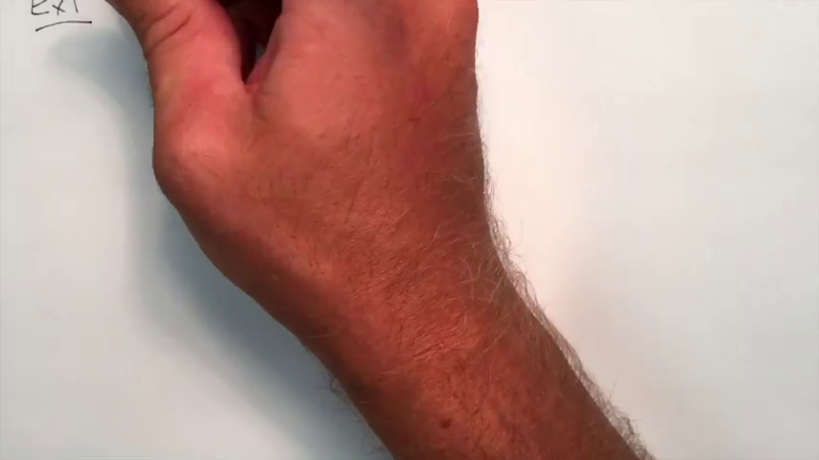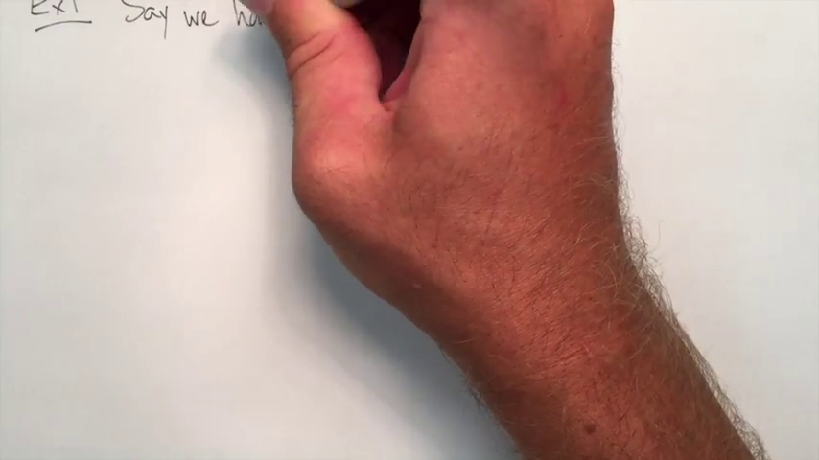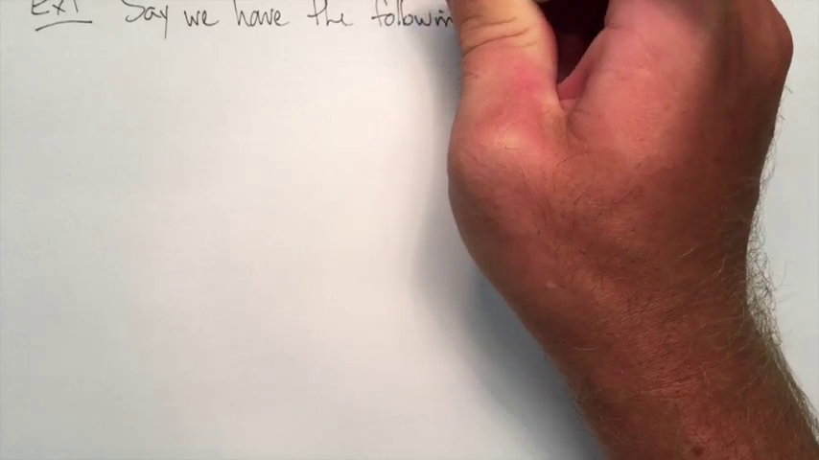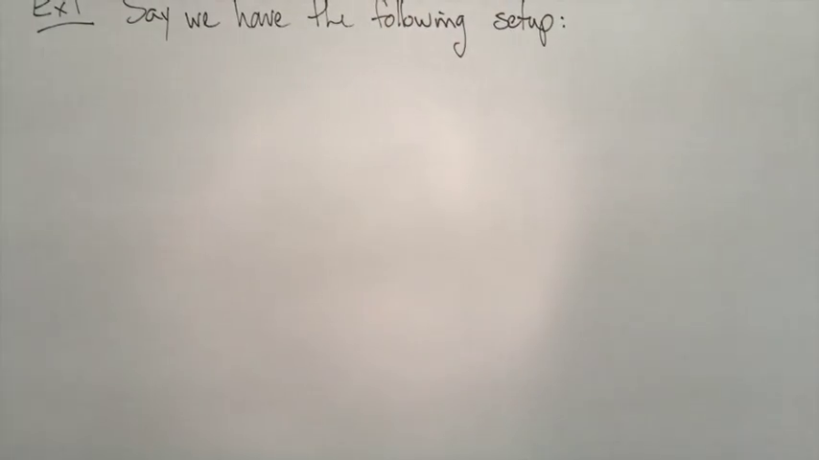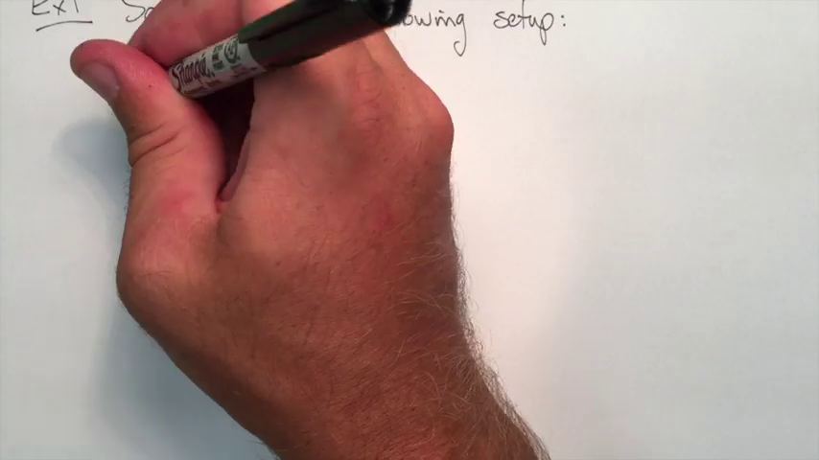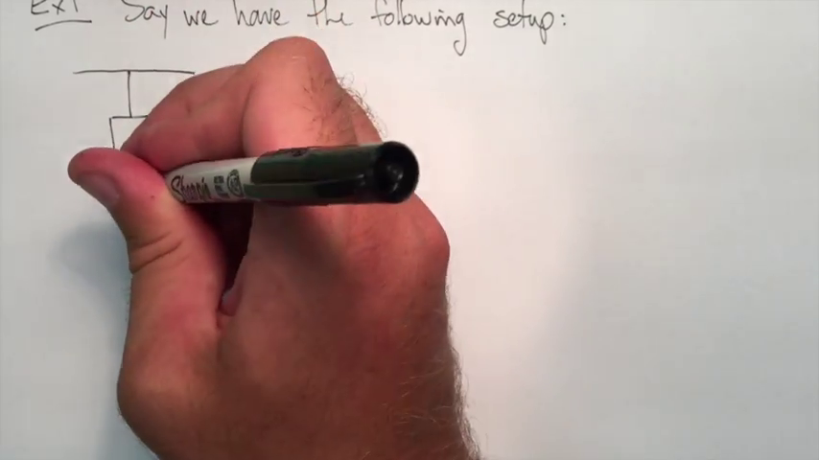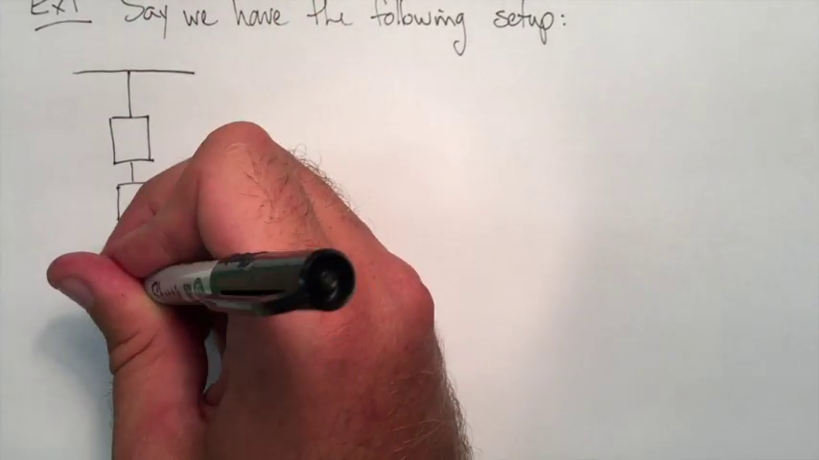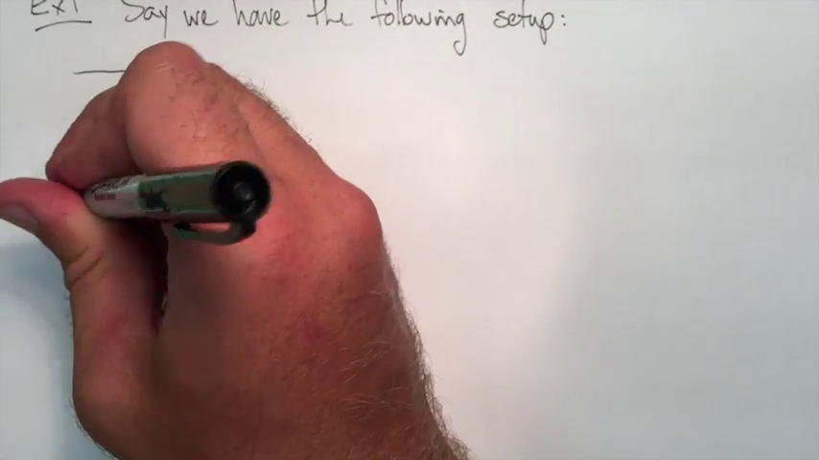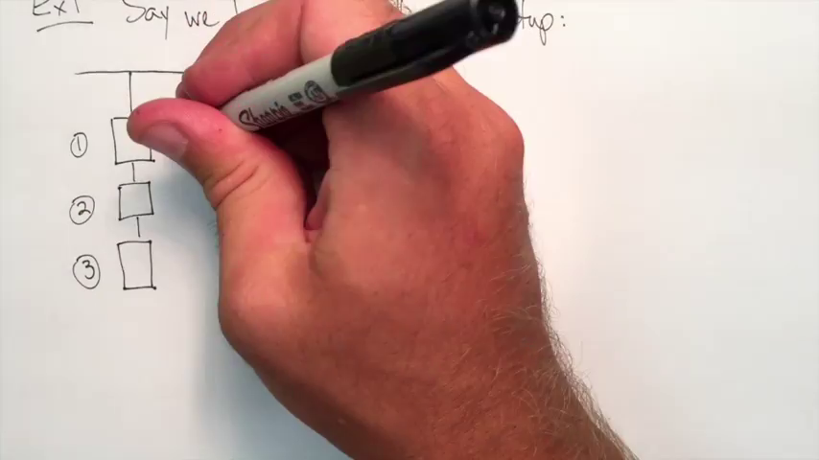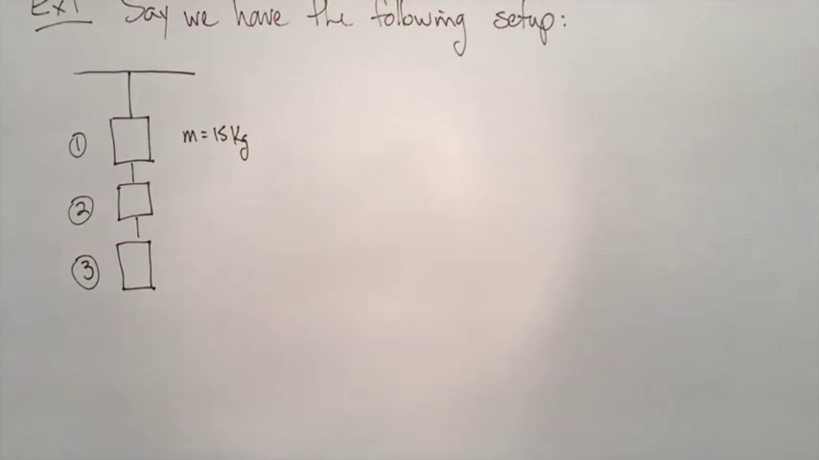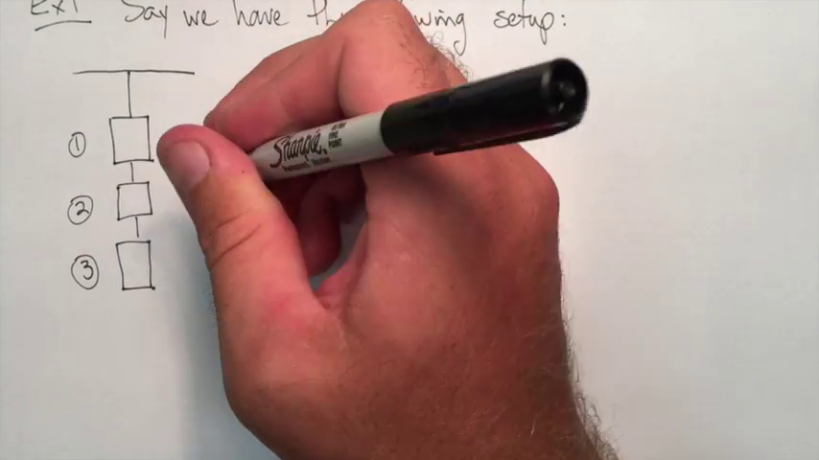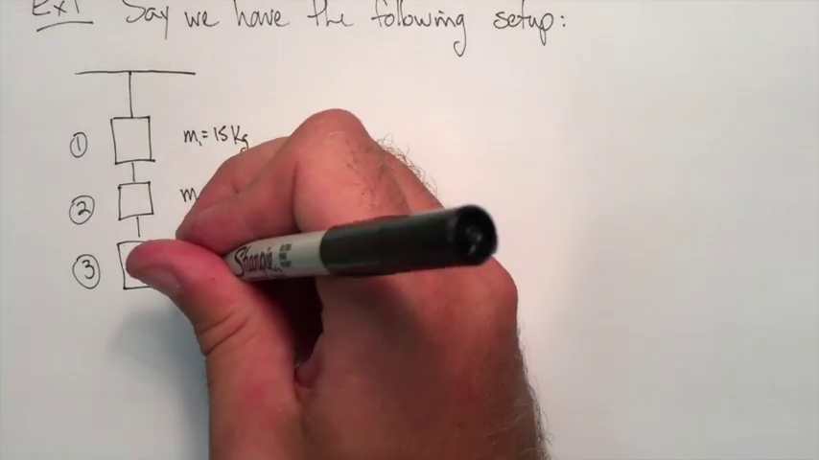So here we have our first problem. Let's say we have the following setup. Basically, we just have a ceiling with three weights hanging in a line. So weight number 1, number 2, and number 3. We'll label them as so. Each of them has a mass, so the first one will be 15 kilograms, the second one 7, and the third one 13 kilograms.